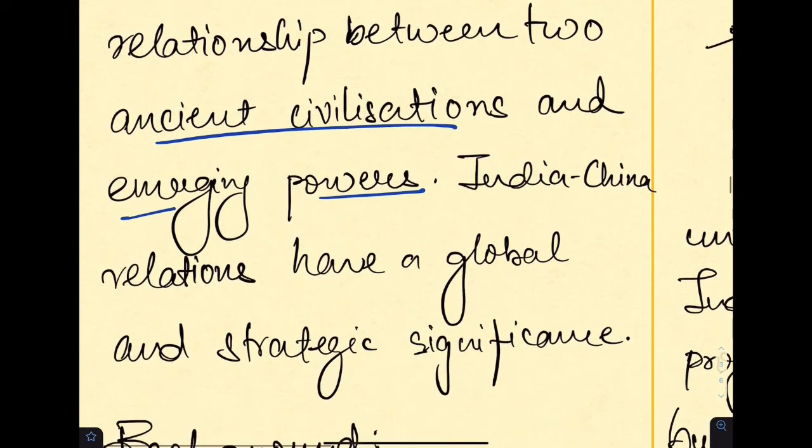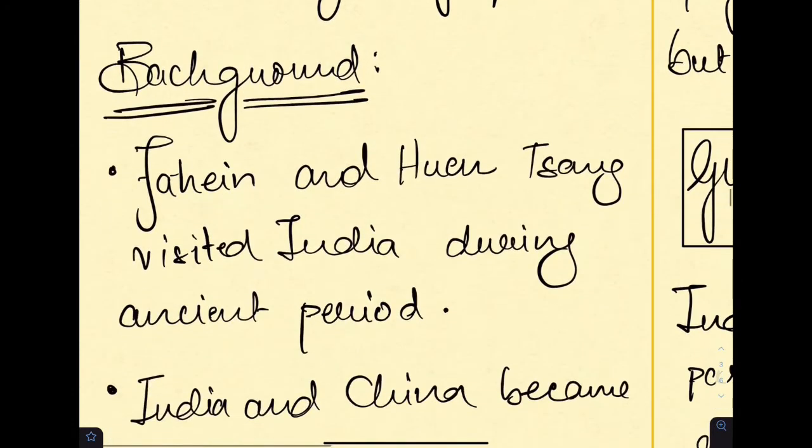Again, continuing from that, India and China relations have a global and strategic significance. Yes, this could be your second line of the introduction. Now we are going to look at the background of India-China relations. Then we'll go back to those 5 themes. The background starts definitely with ancient India, when Hiuen Tsang and Fa-Hien visited India during the ancient period.